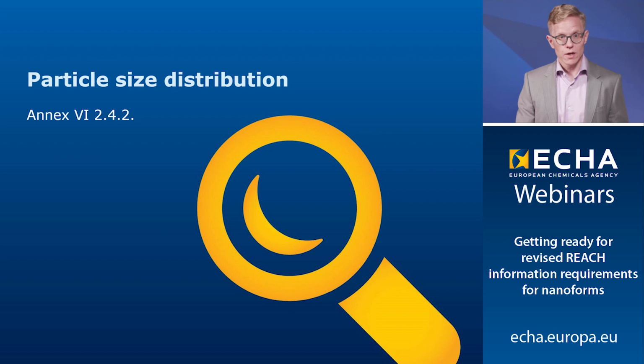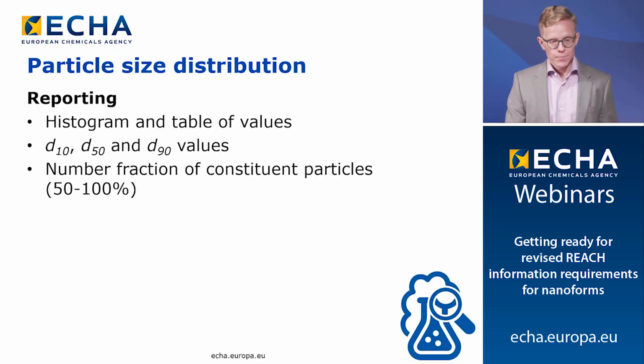Then I go to the actual characterization parameters of the nanoforms, and I start with the requirements for particle size distribution. The legal requirement is to provide number-based particle size distribution with indication of the number fraction of constituent particles in the size range within 1 to 100 nanometers.